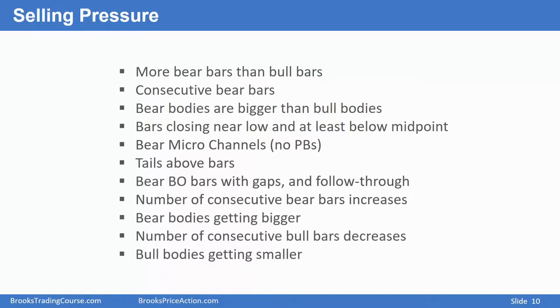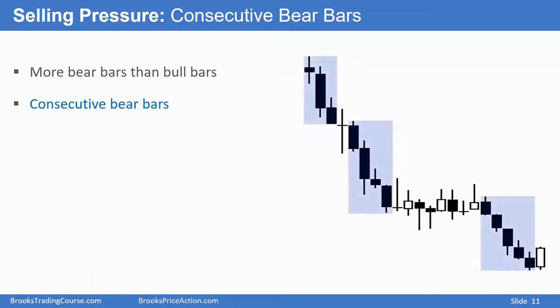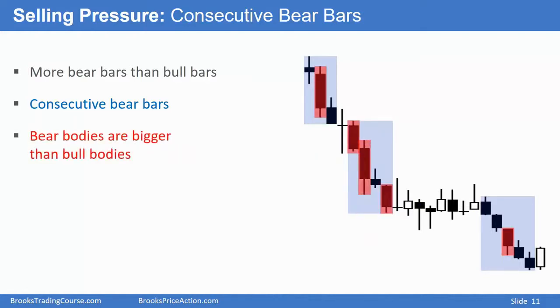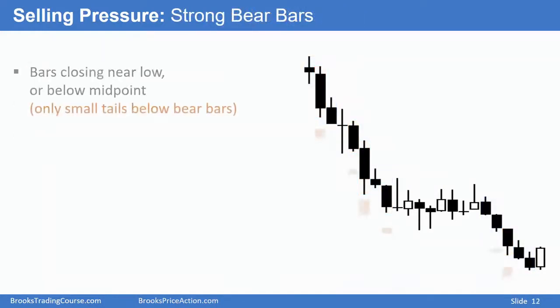I want to see the number of consecutive bull bars decreasing, and I want the bull bodies to be getting smaller. Let's look at this. We have 3 bear bars, 4 bear bars here, 5 bear bars here. A lot of consecutive bear bars. And the bear bodies are bigger than the bull bodies. Look at the bull bodies here and here. They're small compared to all the bear bars. A sign that the bears are strong.